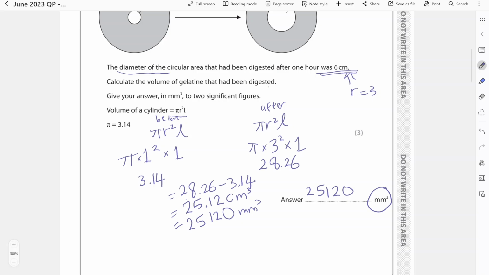All right. Oh, before I forget, it's written in 2 significant figures. So that would be 25000.